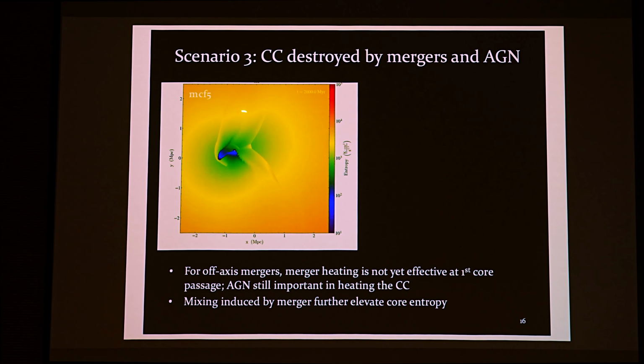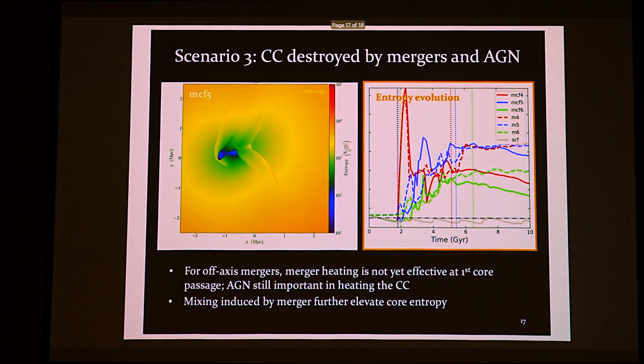And after the infalling subcluster goes back and merges with the main cluster, then the merger-induced mixing starts to elevate the entropy even more. Okay, so let's look at the entropy evolution for this run, which is shown in the blue solid line here. You can see that right after the first core passage, the entropy level is still pretty low, and here the AGN heating still needs to do the work to warm up the core. And after the infalling subcluster mixes the gas within the core, entropy remains pretty flat until the end of the simulations.